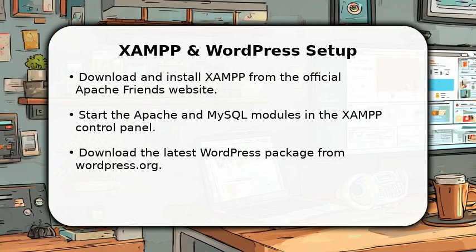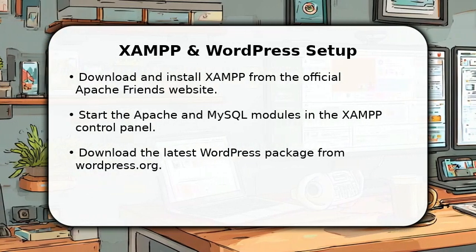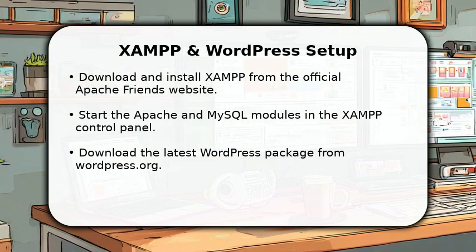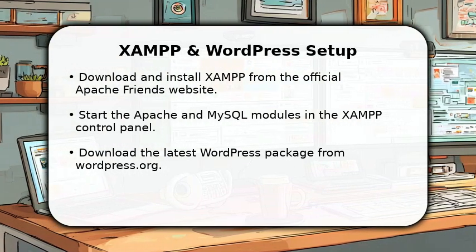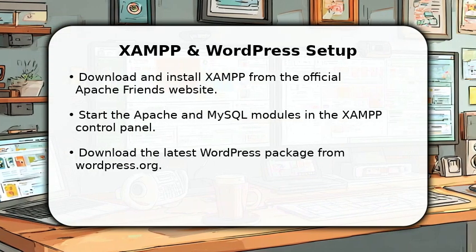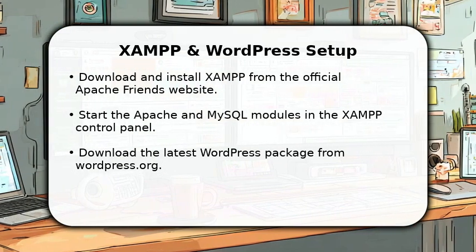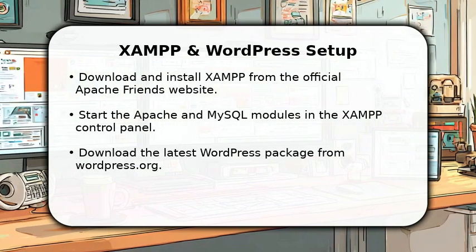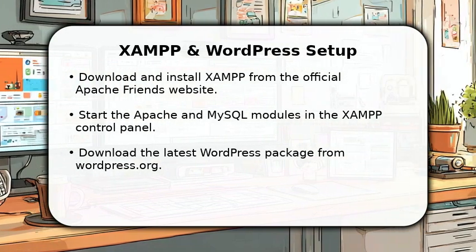Enjoy the video. In this video, I will explain how to start WordPress using XAMPP. First, download and install XAMPP from the official Apache Friends website. Once installed, open the XAMPP control panel and start both the Apache and MySQL modules. These are essential for running your local server and database.